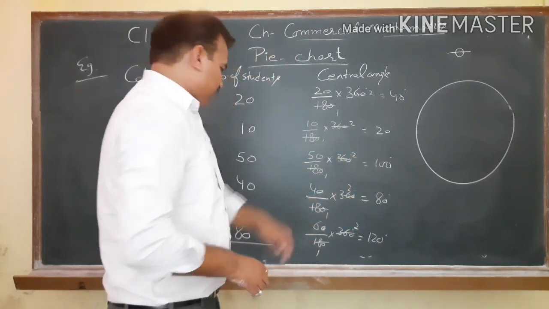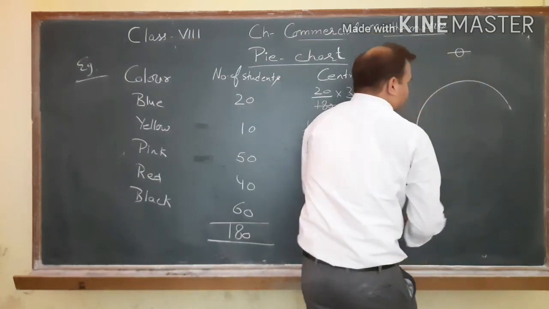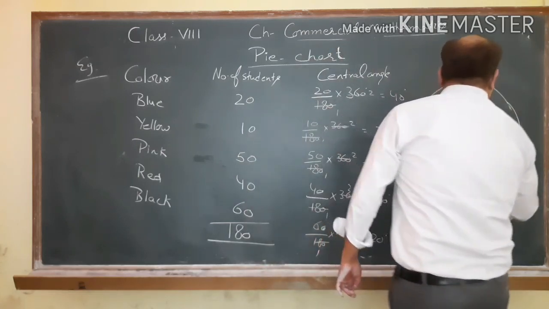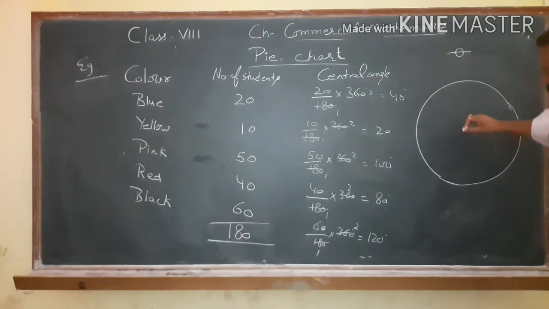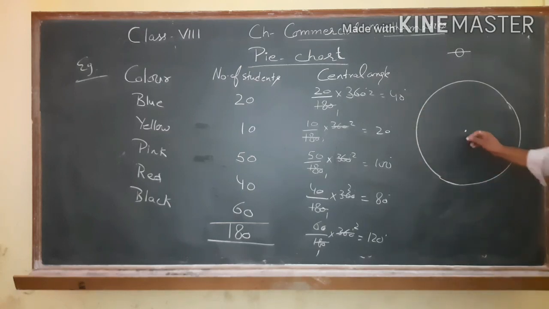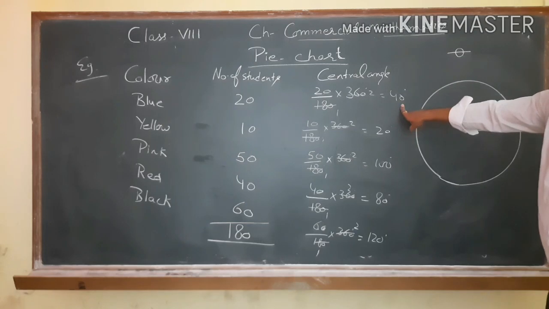Now let me make this circle in a proper manner. Now this will be the circle. When you draw the circle with the compass, you will get a center. Let this be the center. Now we have to make these angles. Let's start from here. Let's draw any one line. Fine. The very first angle is the 40 degree.